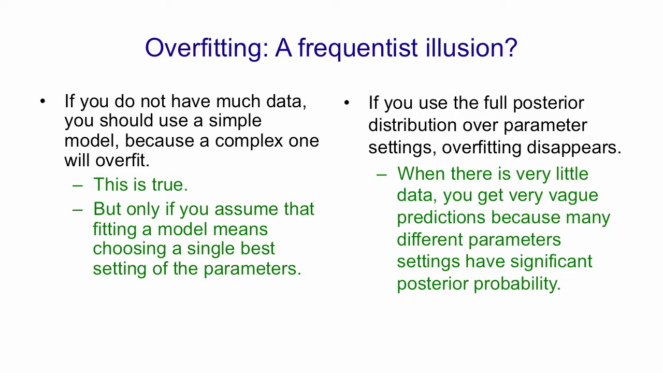If you find the full posterior distribution, that gets rid of overfitting. If there's very little data, the full posterior distribution will typically give you very vague predictions, because many different settings of the parameters that make very different predictions will have significant posterior probability. As you get more data, the posterior probability will get more and more focused on a few settings of the parameters, and the posterior predictions will get much sharper.